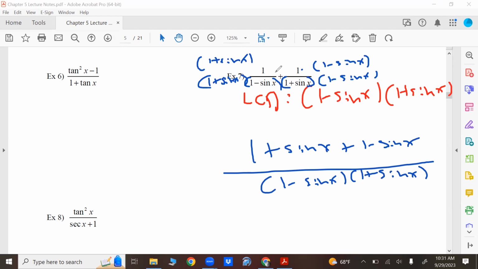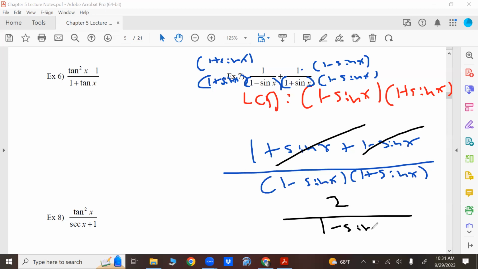Here's the fun part. What crosses off? The top is just 2. The bottom is 1 minus sine squared x, and that's using a trig identity. That's an extension of the Pythagorean trig identity, right? Because we know that sine squared x plus cosine squared x equals 1, and if I isolate cosine squared x, it's 1 minus sine squared x. So there we go, 2 over cosine squared x.